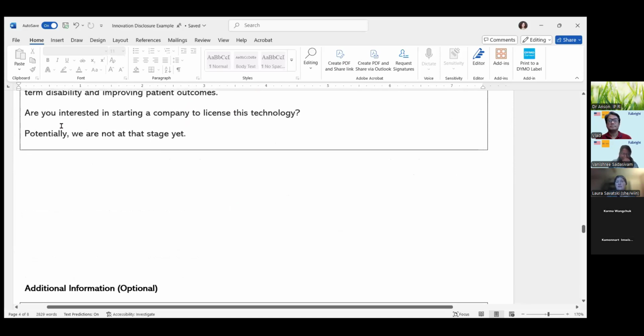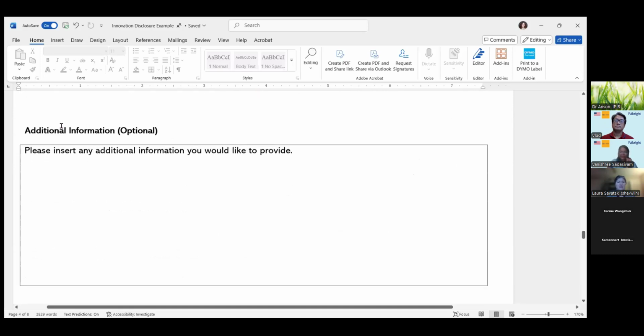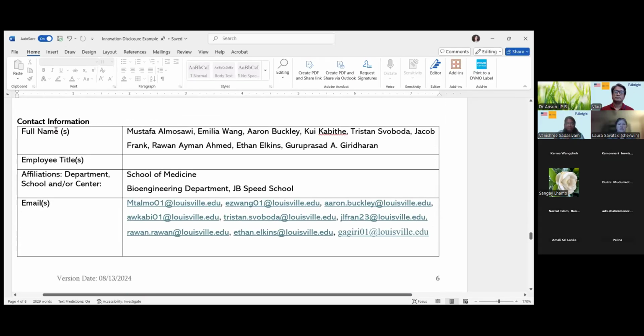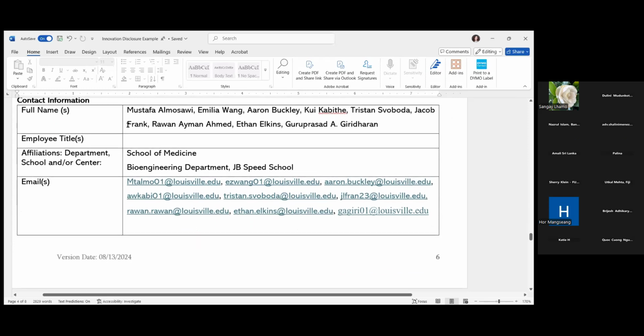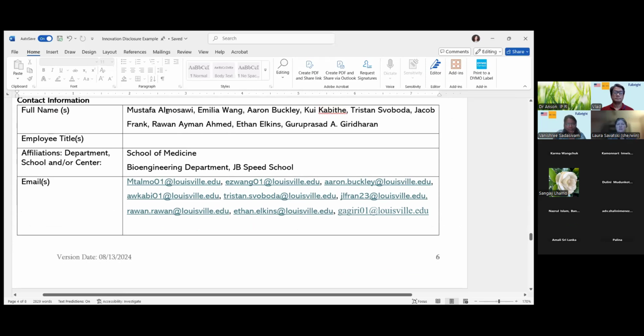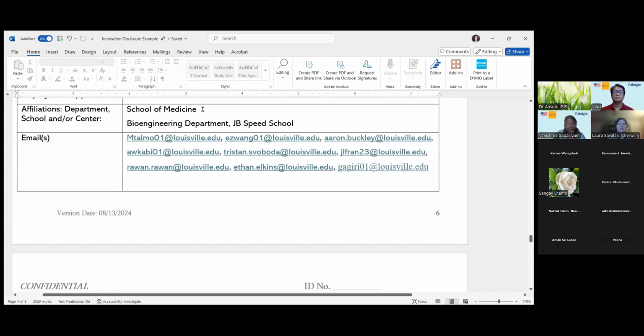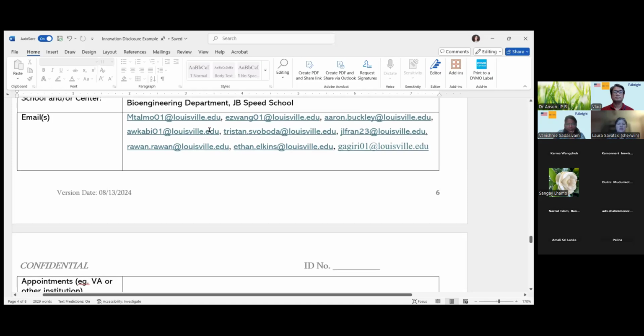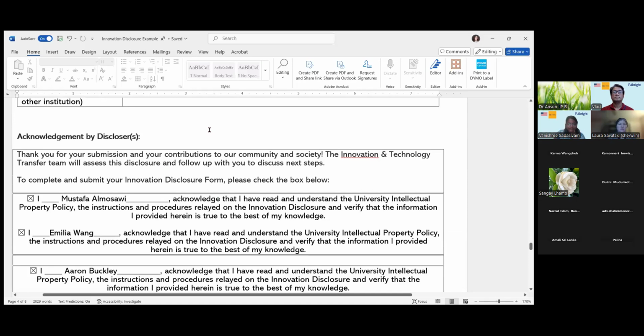We asked if they were interested in starting a company. They said maybe, but they're not at that stage yet. There's other additional information. Here's the group of people that they say are inventors. Let's count them up here. 1, 2, 3, 4, 5, 6, 7, 8, 9. And it's the School of Medicine and the Bioengineering Department. This looks like, I can tell from the names here, these are not faculty members, these are students.